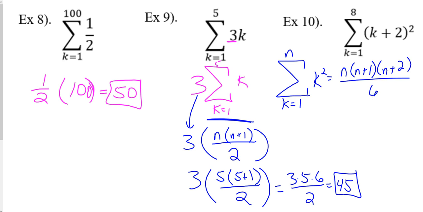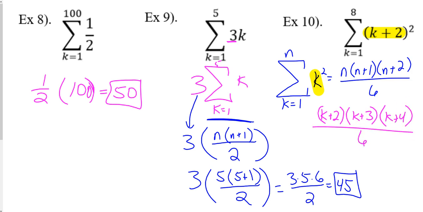Now what we can see here is that my k is really k plus 2. So that's what I'm going to be putting in for my values of n. So I'm going to have k plus 2 times k plus 2 plus 1, which is k plus 3, and k plus 2 plus 2, which is k plus 4, all over 6.